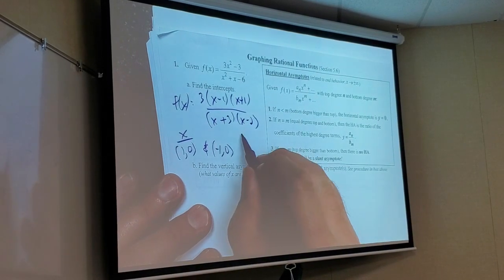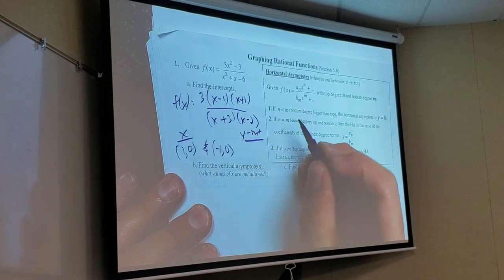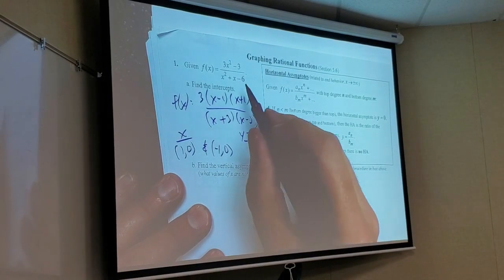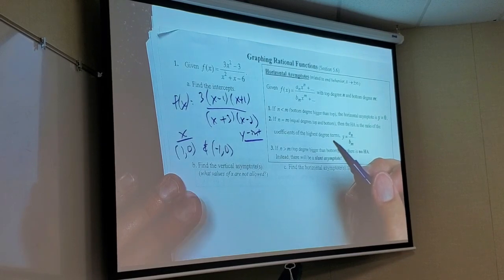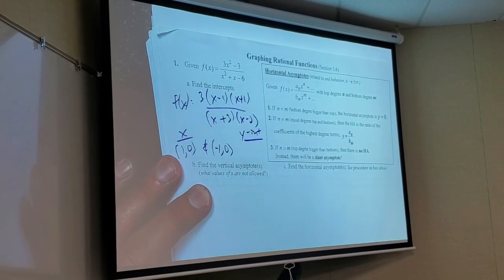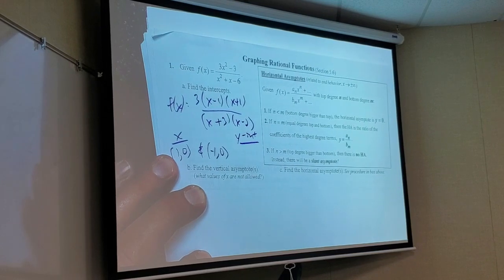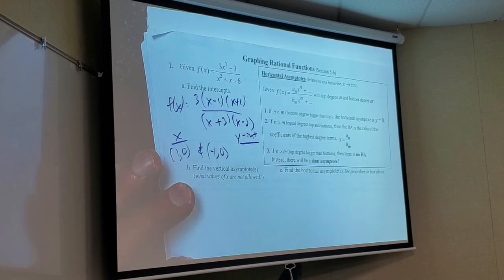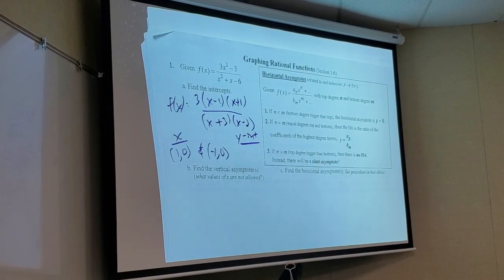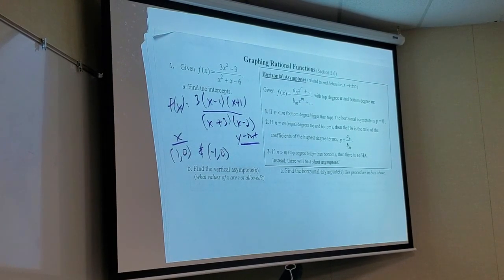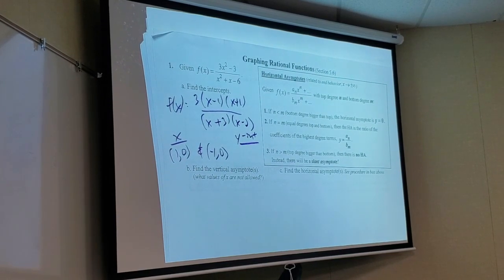What about the y-intercept? 1/2. But isn't the x supposed to be the bottom? No. If the bottom's 0, it's undefined. We haven't talked about the vertical asymptotes yet. Where did we get the x-intercept from? The top. Yep. Okay, we're talking about the intercepts. You're okay.